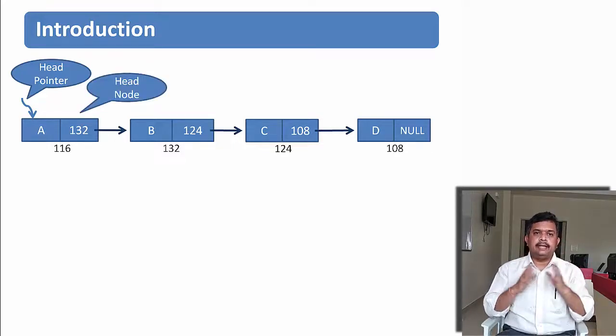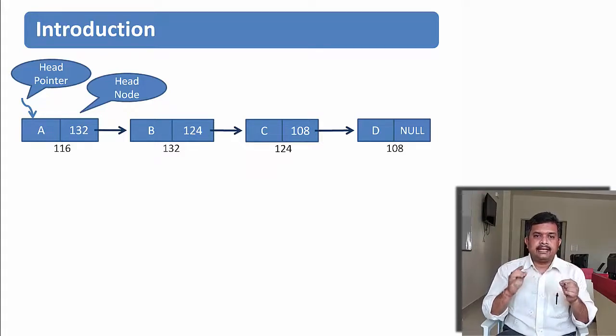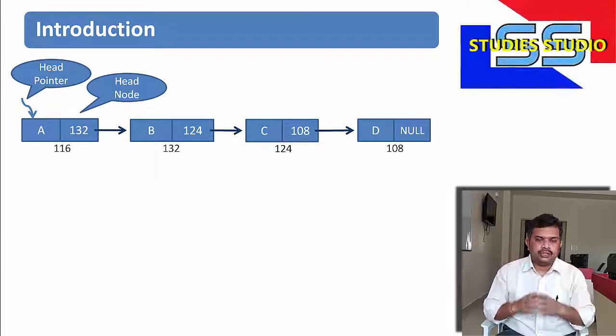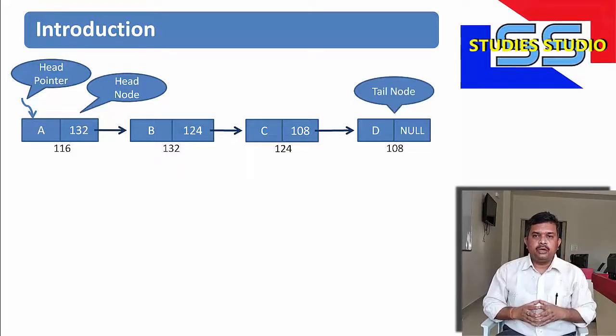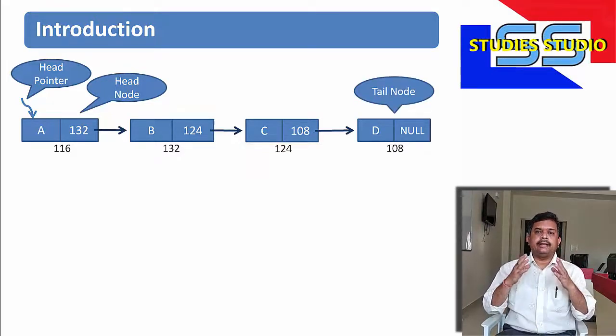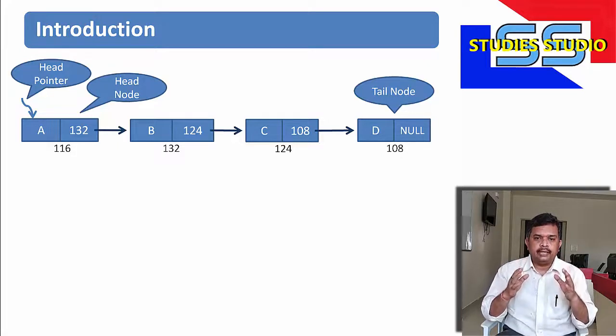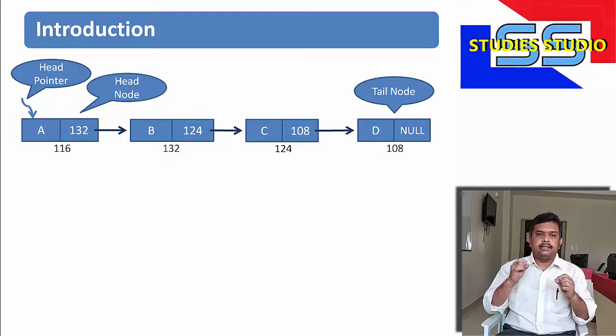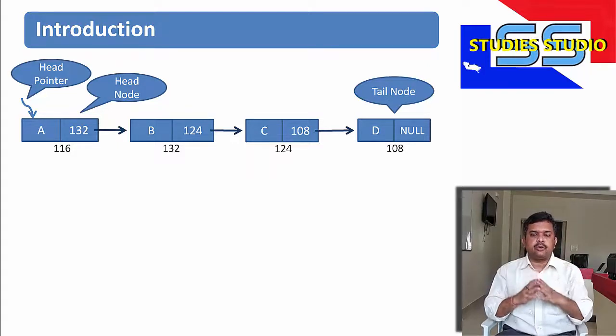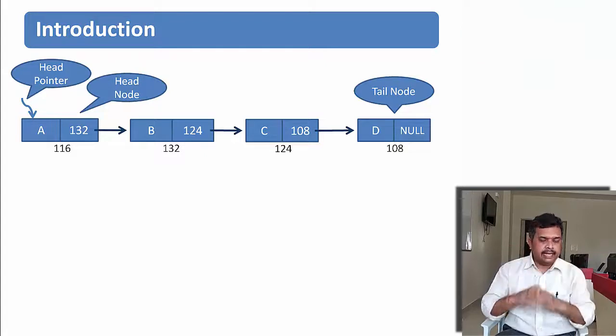The first node is called a head node. A header node is a special node that is attached to the beginning of the linked list. The header node may contain special information or some metadata about the linked list. One more special node is called a tail node. Similar to the head pointer that points to the first node of the list, we have a pointer that points to the last node of the list. That is called a tail pointer.